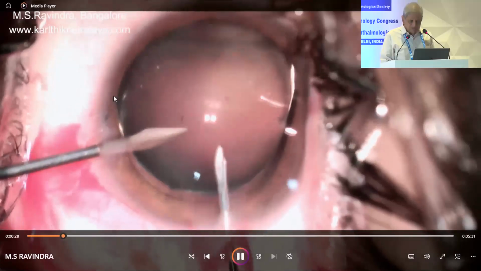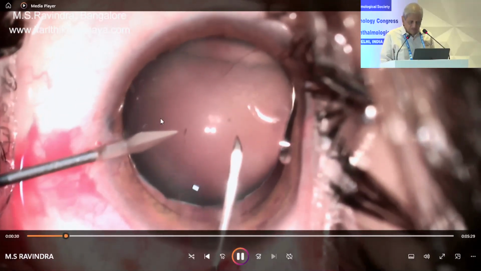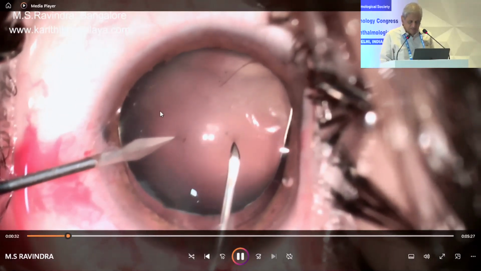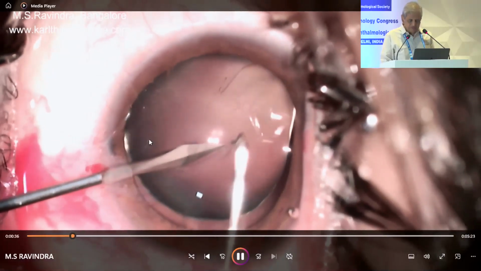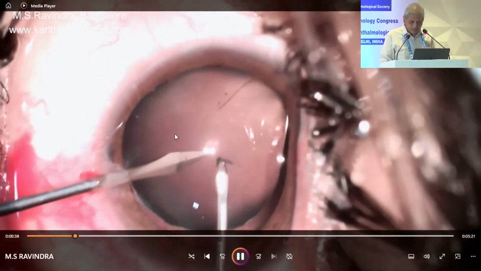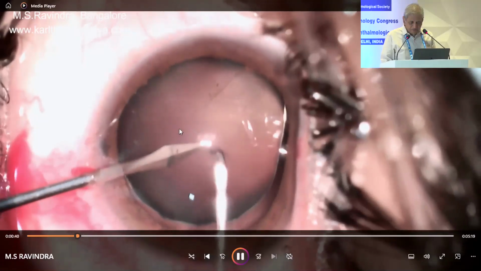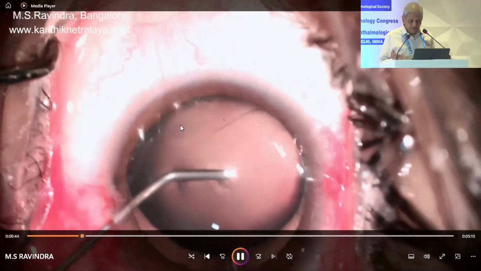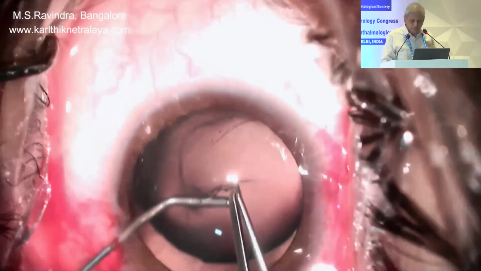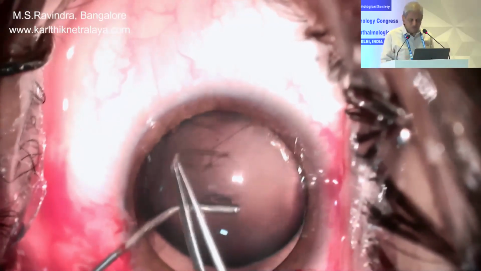How to do a rexis in such a patient? What are the options we have? Suddenly I decided that I can hold the capsule with two instruments. On the left side with an MVR blade, on the right side with a cystitome, I made punctures, otherwise it's impossible to puncture this anterior capsule which is released from the zonules.